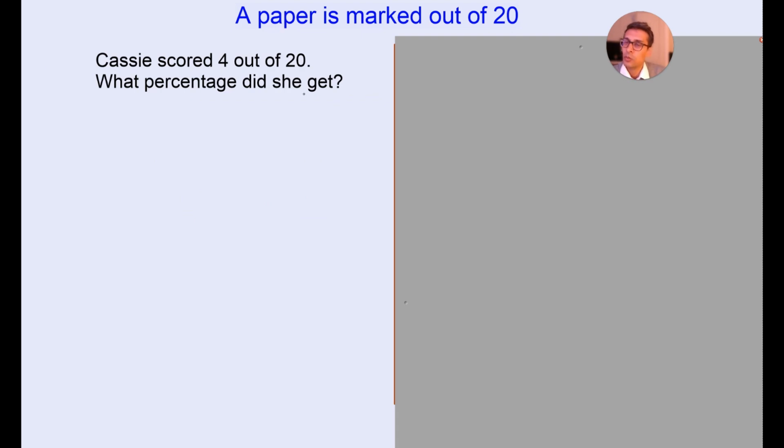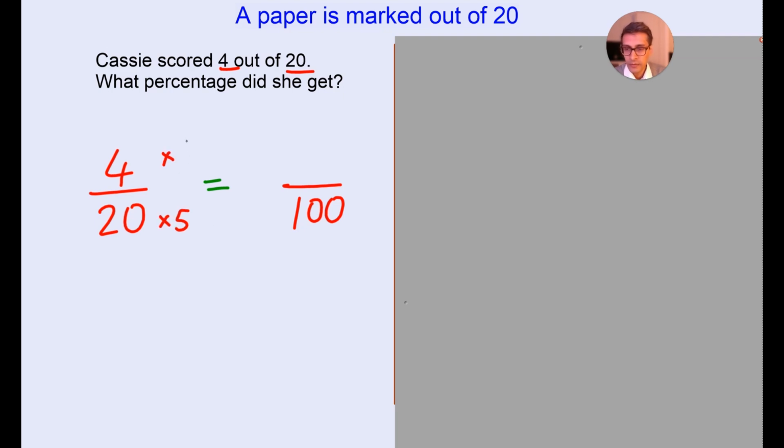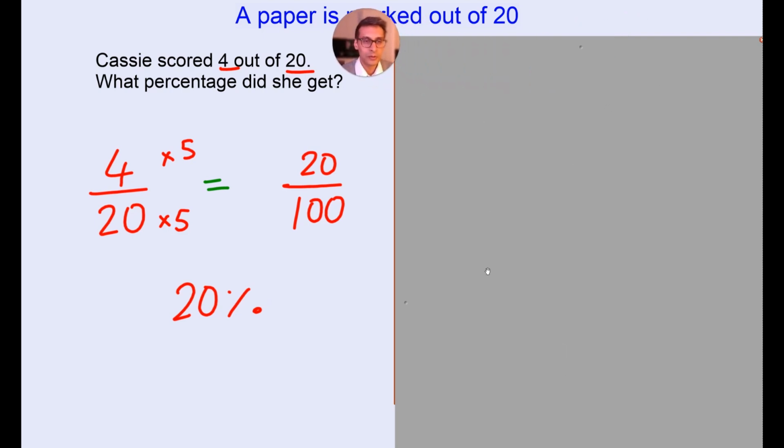So here's an example of where you might use this, test results. So if you get 4 out of 20, you want to know what percent you've got. Remember, percent means out of 100. So if you want something to be out of 100, we're going to need to change this into an equivalent fraction. So here we're going to multiply both the numerator and denominator by 5 to get 20 over 100. So Cassie got 20%.